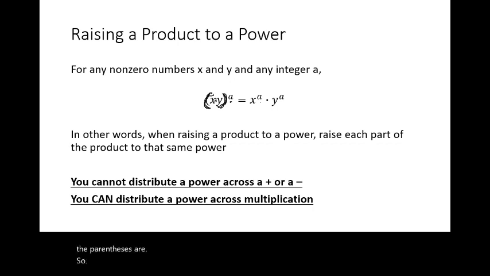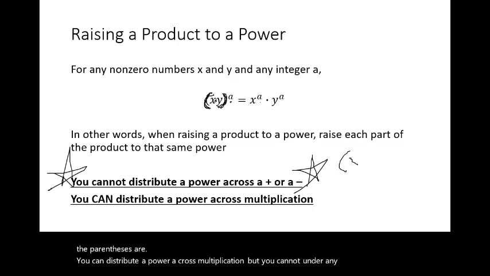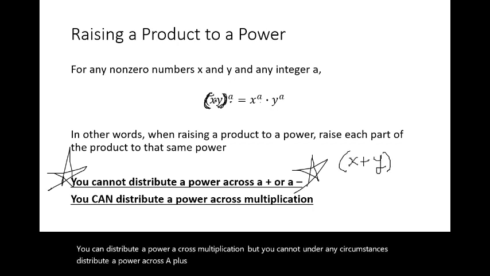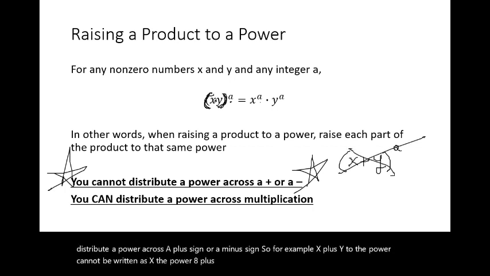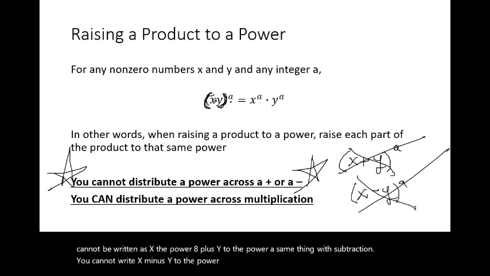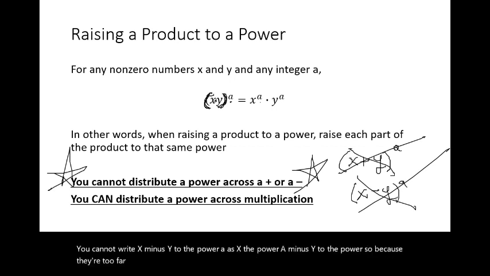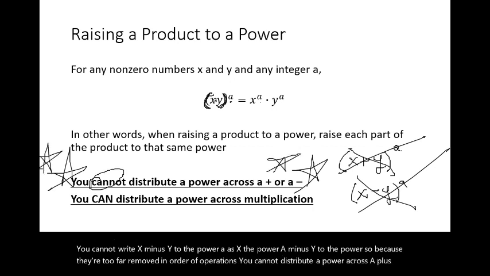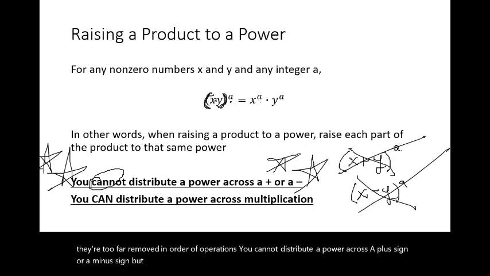So you can distribute a power across multiplication, but you cannot, under any circumstances, distribute a power across a plus sign or a minus sign. For example, x plus y to the power a cannot be written as x to the power a plus y to the power a. Same thing with subtraction. You cannot write x minus y to the power a as x to the power a minus y to the power a. Because they're too far removed in order of operations, you cannot distribute a power across a plus sign or a minus sign. But you can do that across multiplication.